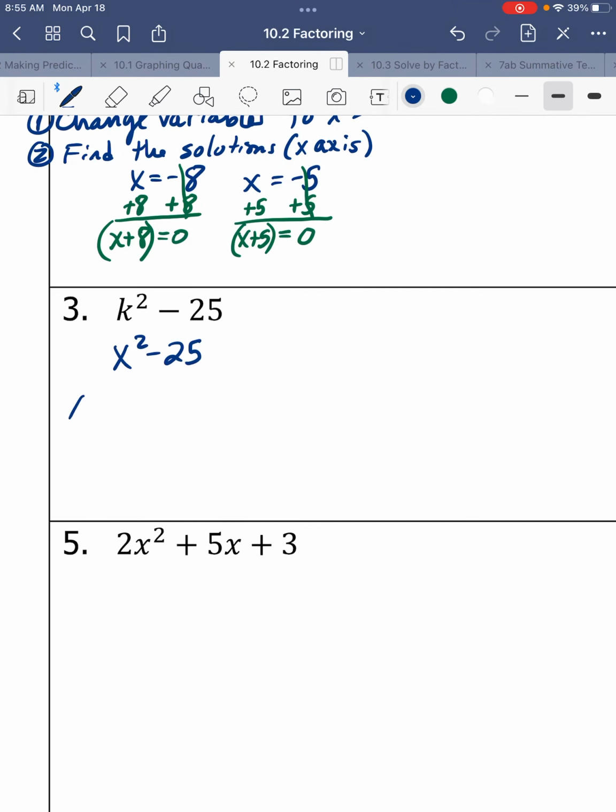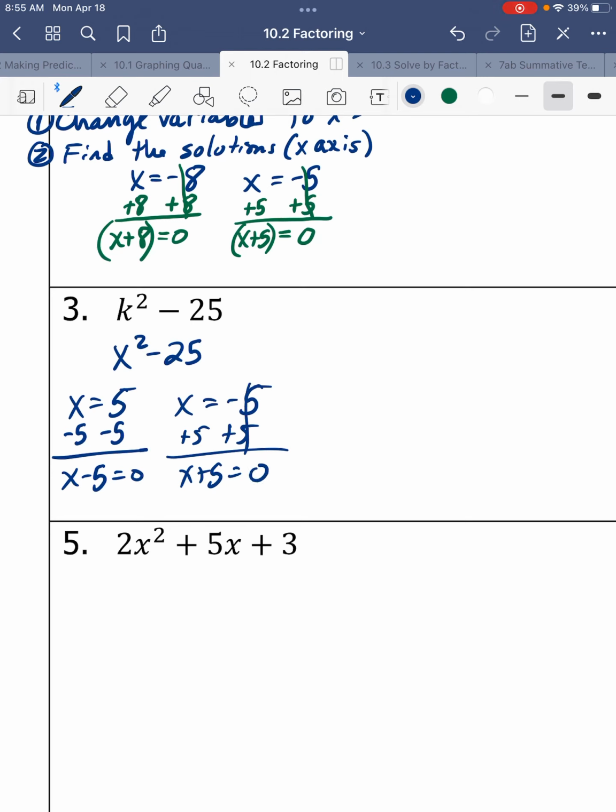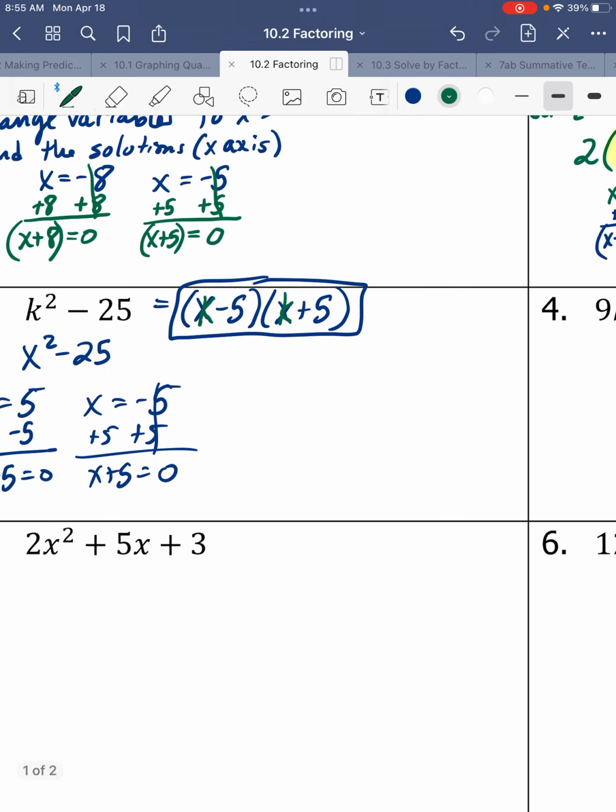So x is going to equal 5. x is going to equal negative 5. Make those equal 0, so 5 is positive, so we subtract 5, and we add 5. So our factors are x minus 5 and x plus 5. And I guess you could change them back to k. Not the worst thing in the world. Change them back.